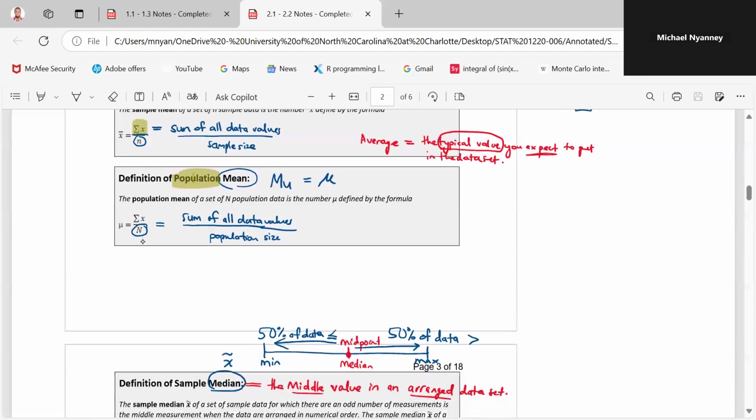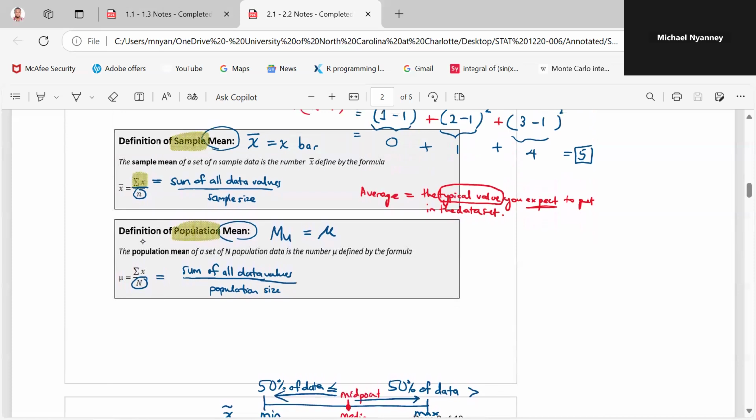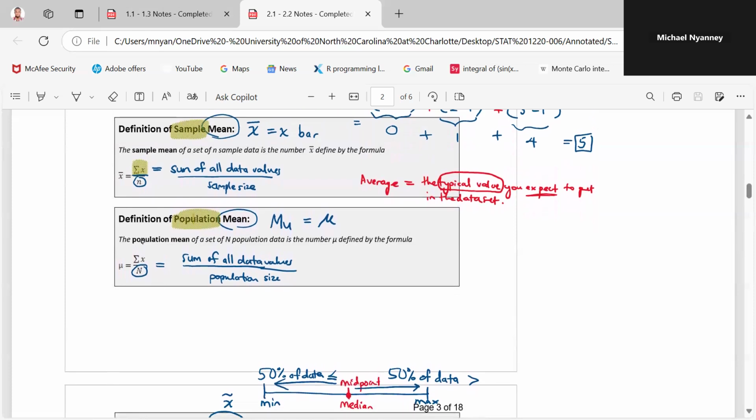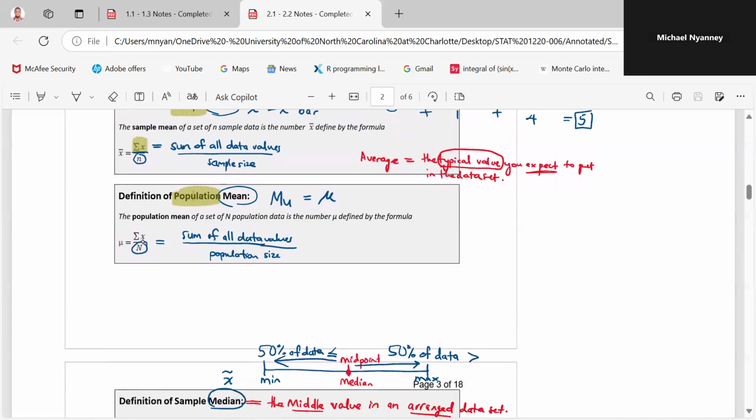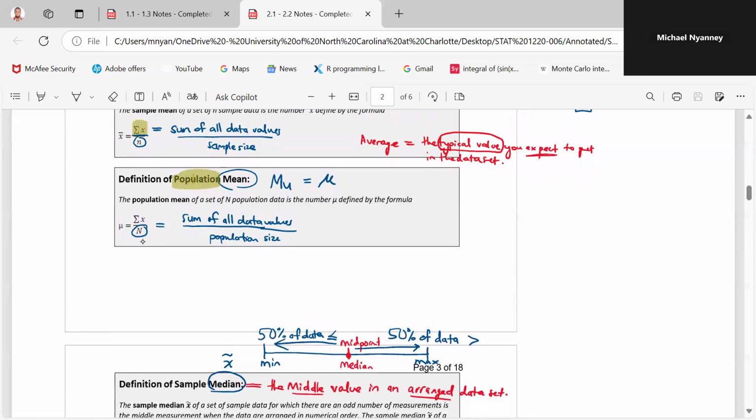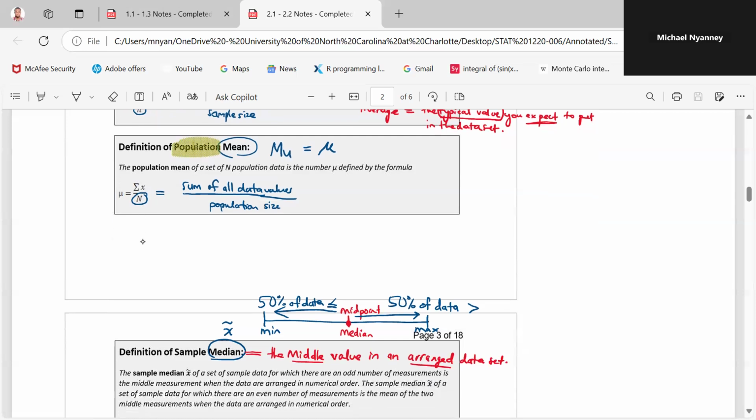The mean. The first one is the sample mean, whereby we pick a sample of the data. But when you have the population mean, we are using the whole size that you have. We didn't take a part of it. We are using the whole count that you have. So that's the population size, and that's the population mean.